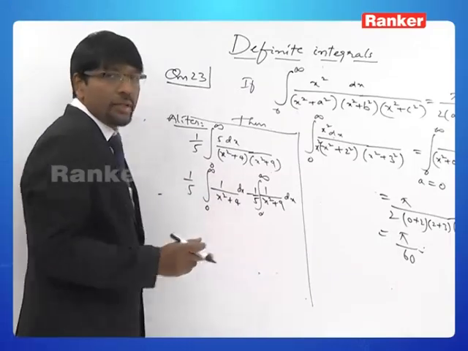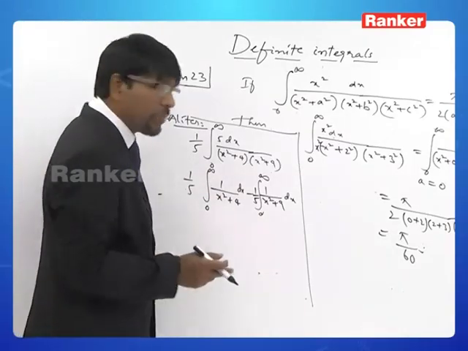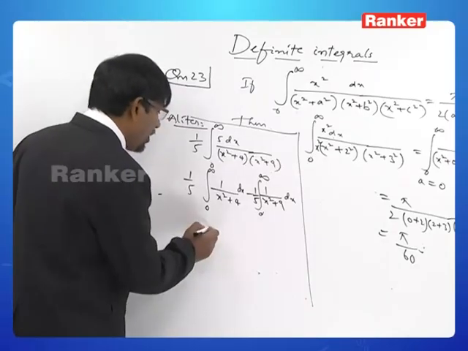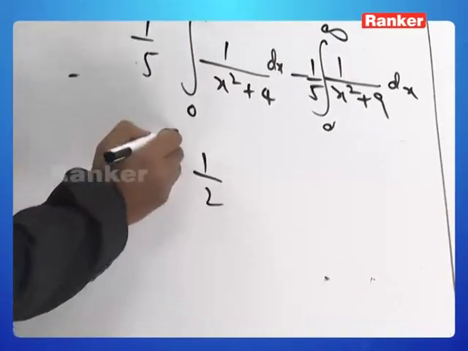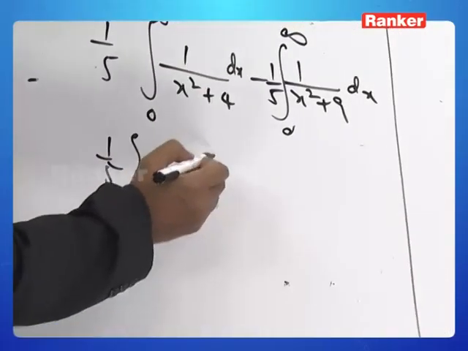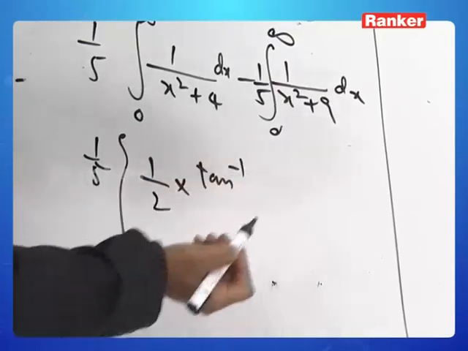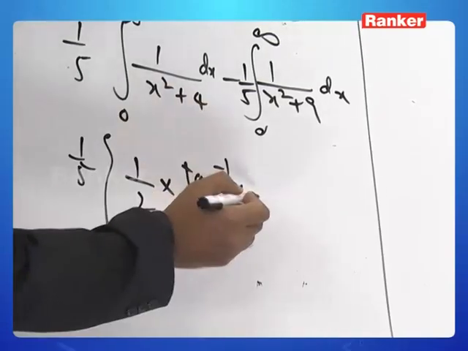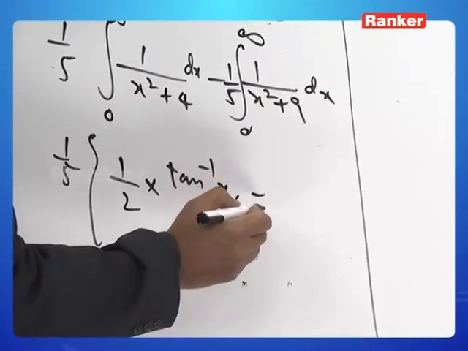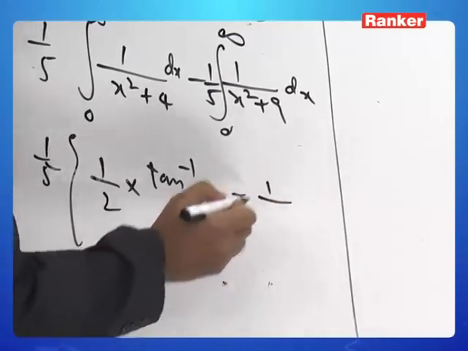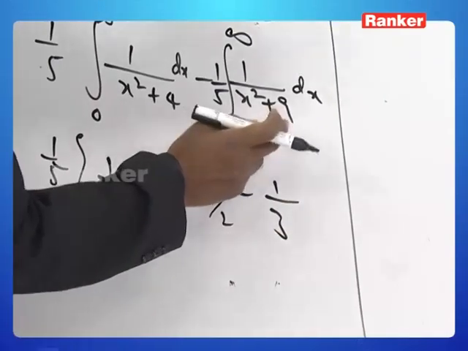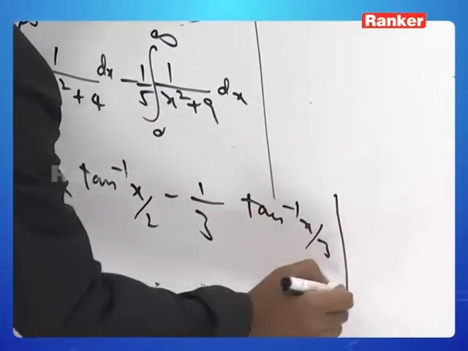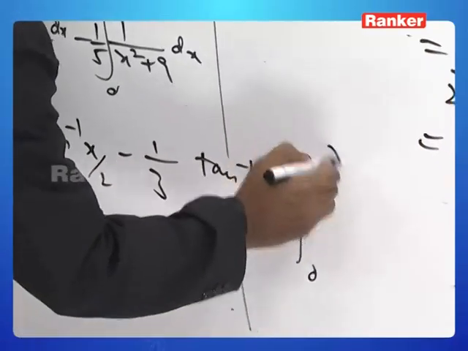Now, this is the standard integral 1 by x square plus a square. What is the integral of 1 by x square plus a square? 1 by a tan inverse of x by a. So, what do we have here? 1 by 5 is anyway common, 1 by 2 into tan inverse of x by 2, a is 2 here, and then minus 1 by 3, because a is 3 here, tan inverse of x by 3, 0 to infinity.